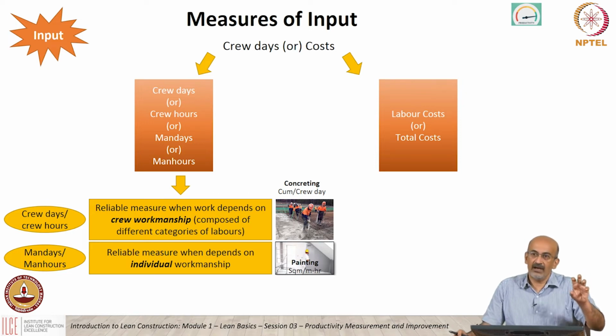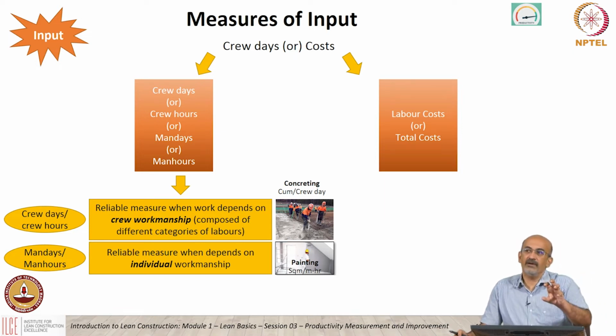Whereas if I have a homogeneous crew and then I use man day, it's more reasonable, because everyone's output is in proportion. Or I can use cost, where my helper gets less and my skilled person gets more, in which case my cost basis is okay.